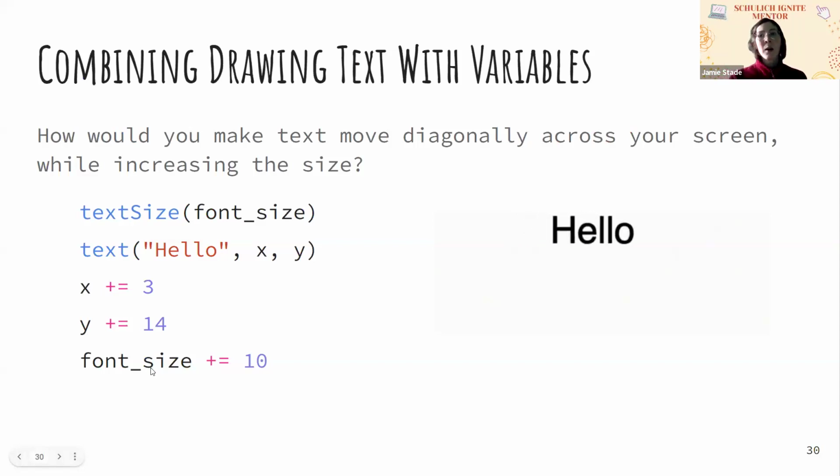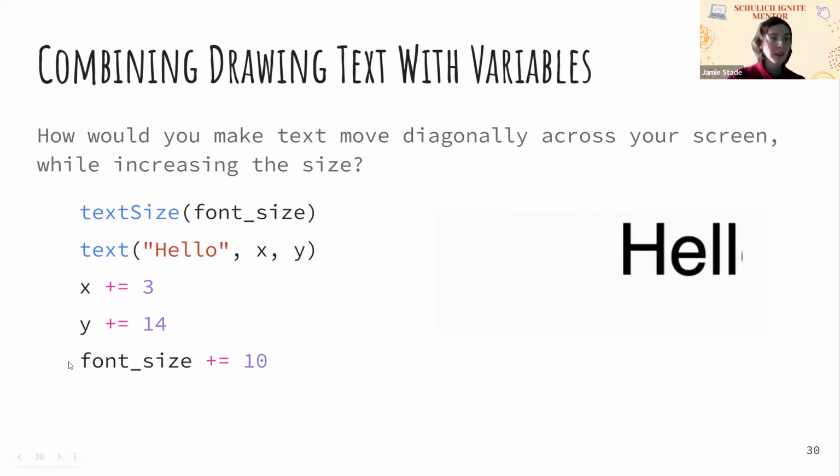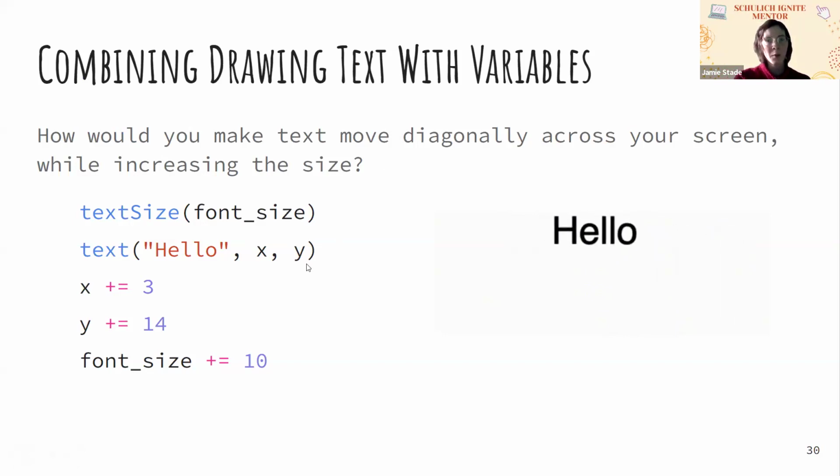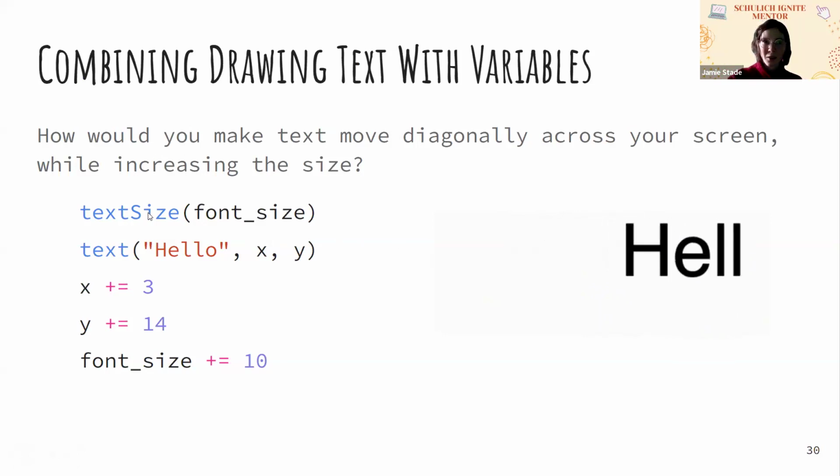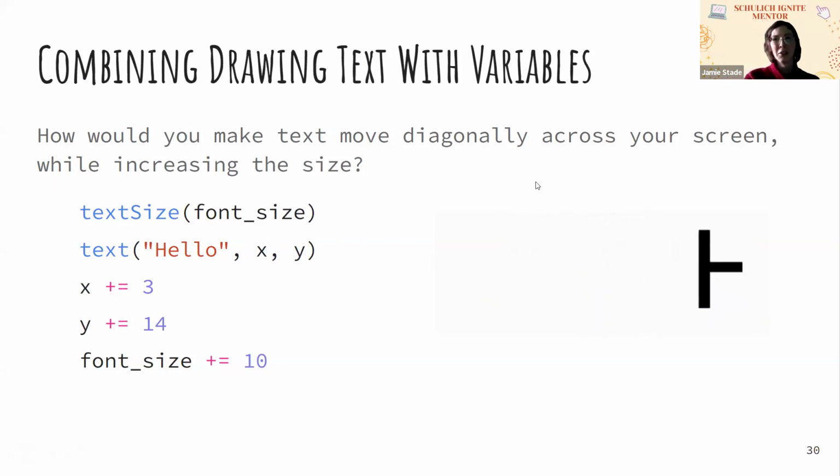We can also combine text with variables, the same way we would with shapes, ellipses, and rectangles. So if we wanted to make the text move diagonally across the screen and increase the size, we can have a font size variable, and we can have our x and y variables. Again, these would all need to be defined as global variables. So this would be defined outside of draw, and then using the global function to state that we're using those variables. And then we can increase our x and y to make it move diagonally like we did with the circle, and also increase the size.